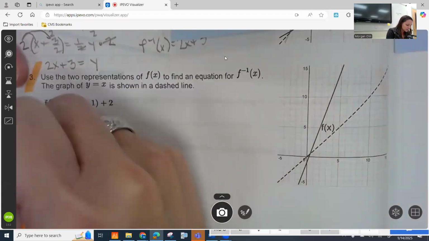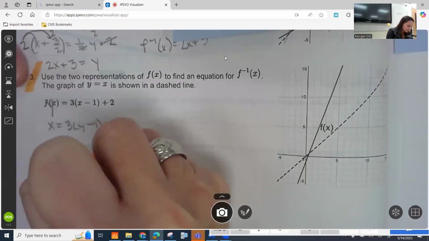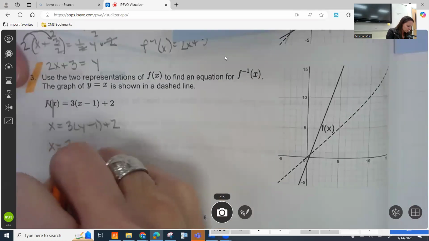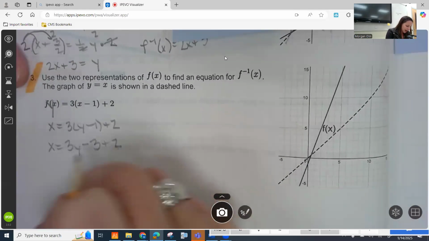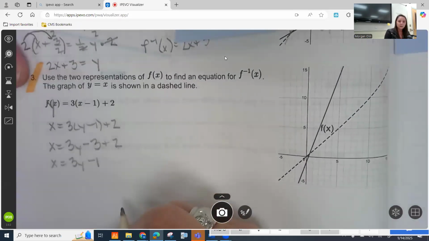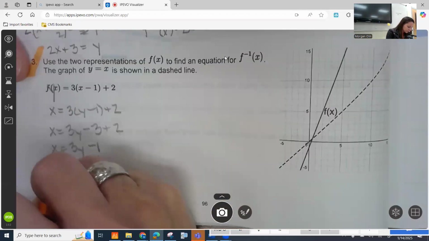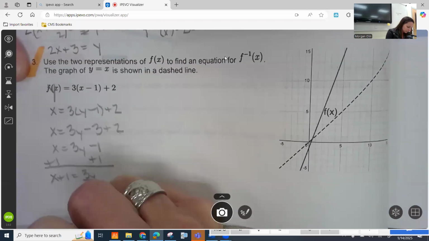So here, switch your X and Y. So this is going to be X equals 3, Y minus 1 plus 2. All right, here, some of you are going to distribute 3Y minus 3 plus 2, but then these two get added together. Okay, simplify everything on that one side first. All right, now you're just solving for Y. Add 1. So X plus 1 equals 3Y, and then divide by 3.